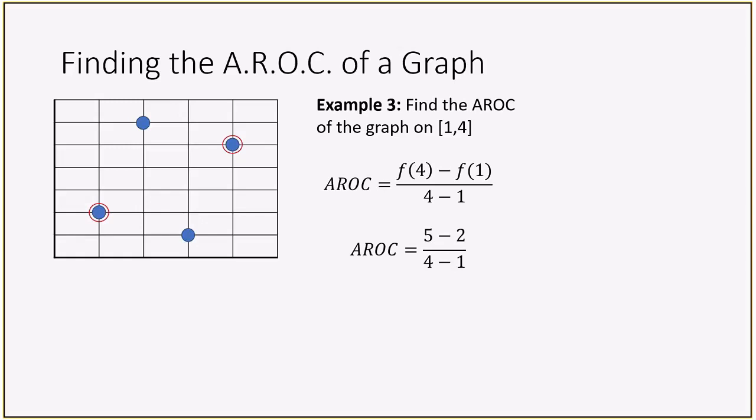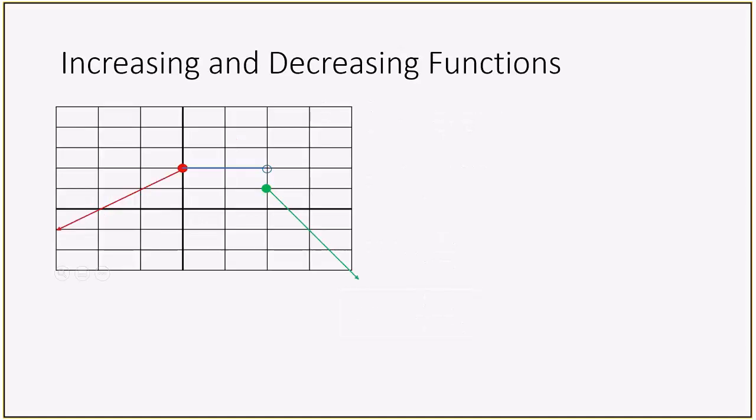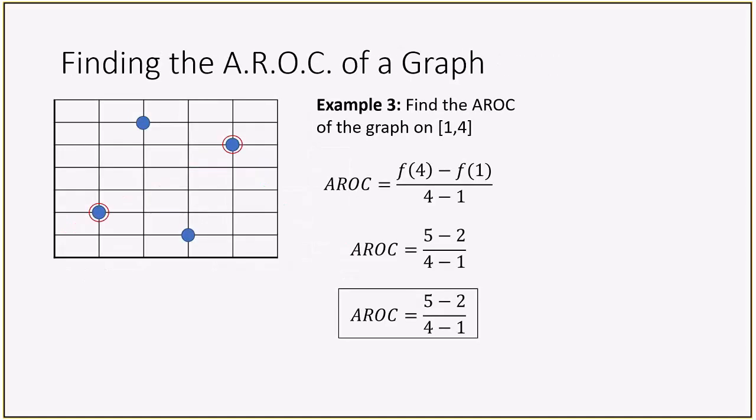Notice I don't care about the other points. If I'm finding the average rate of change over an interval, I'm looking at just the endpoints: the value of whatever you plug in on the left side of the interval and the value of whatever you plug in for the right side of the interval. I probably should have simplified this on my slide, but I didn't. 5 minus 2 is 3, 4 minus 1 is 3, and I'm left with 3 divided by 3, which is equal to 1.